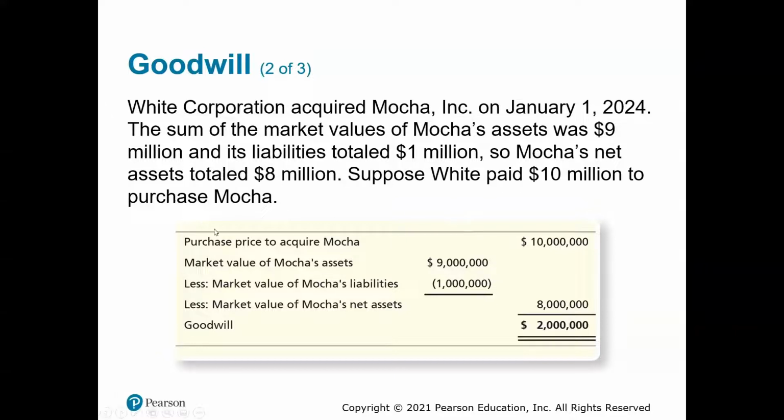You can see the purchase price to acquire was $10 million. The market value was $9 million. So the market value of Mocha's liability is $1 million. The market value of Mocha's net asset is $8 million, 9 minus 1. So the goodwill is $2 million.